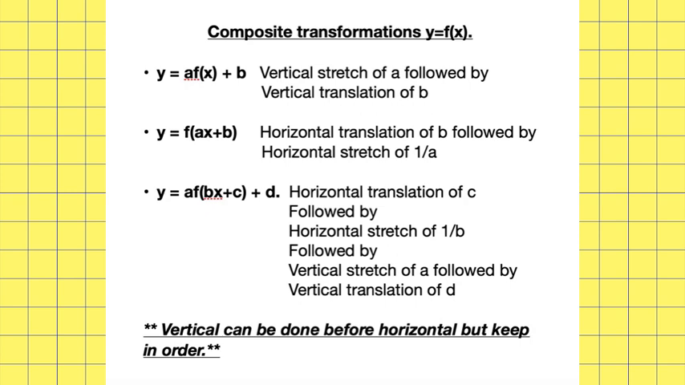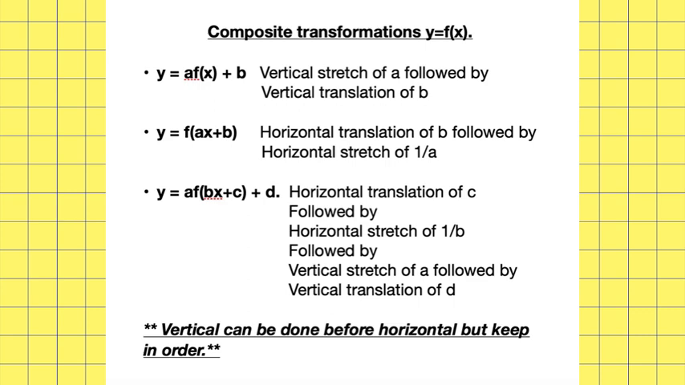In this video, we're going to look at composite transformations. What is a composite transformation? Well, a composite transformation is when you do more than one transformation. So you might have a stretch followed by a translation. You might have a translation followed by a stretch followed by another translation. In other words, you've got more than one thing going on at the same time.